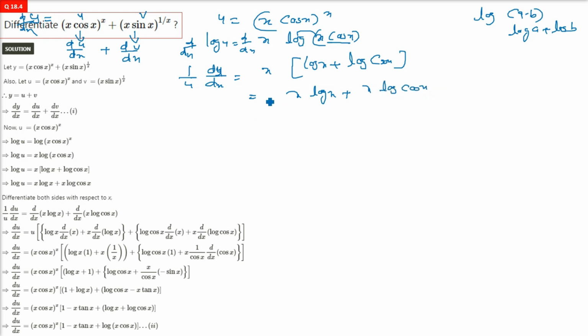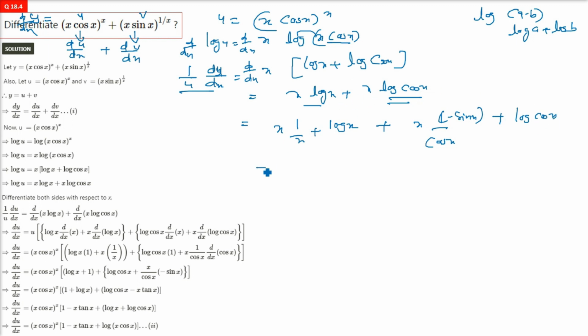Now we will differentiate it using the product rule. For two terms, x log x separately. So it will be x times 1 by x plus log x outside. Then d by dx of x is 1. We are not writing it. So x gets cancelled. You will get 1 plus log x. Now x log cos x. X times 1 by cos x, and derivative of cos x is minus sin x. Now log cos x comes outside. d by dx of x is 1.